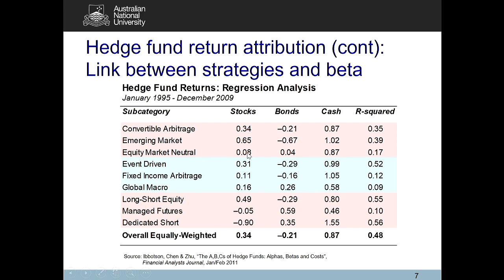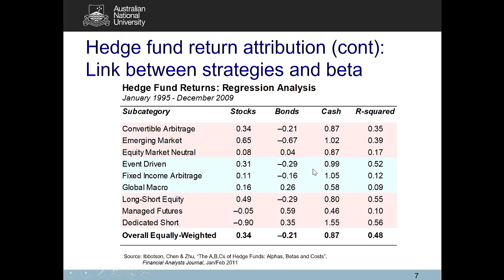And that's what you see here. They've essentially neutralised the equity market risk. The beta's only 0.08. And they're not investing in or shorting bonds. So they also don't have a beta on the bond market. They do have a beta in cash, and I'll come back to that.